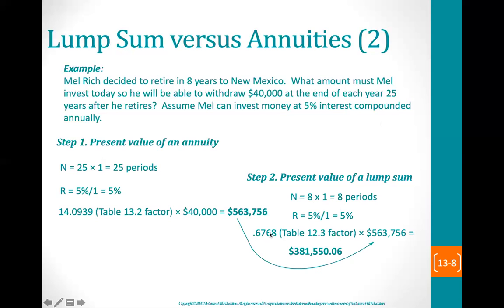So the present value of the lump sum is $381,550.06. So he needs to invest $381,550.06 today to grow to $563,756 in 8 years. That amount of money will allow him to withdraw $40,000 at the end of each year for 25 years.